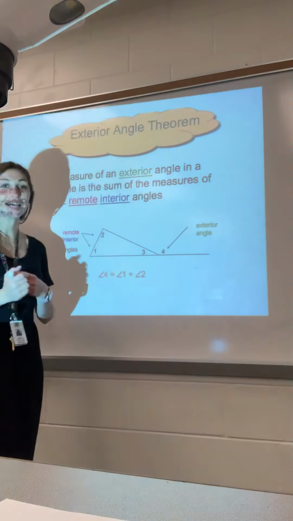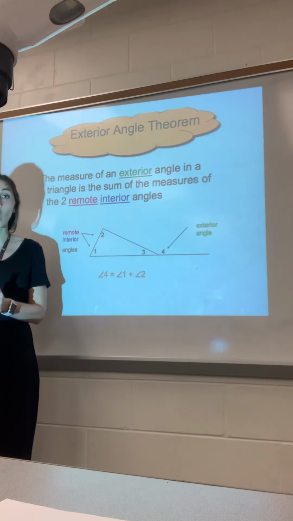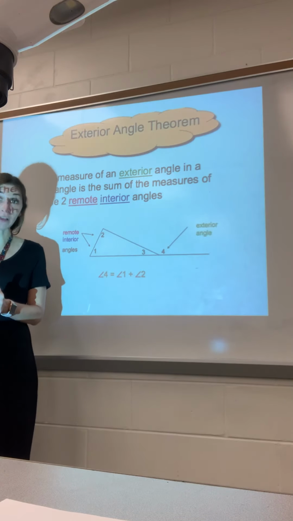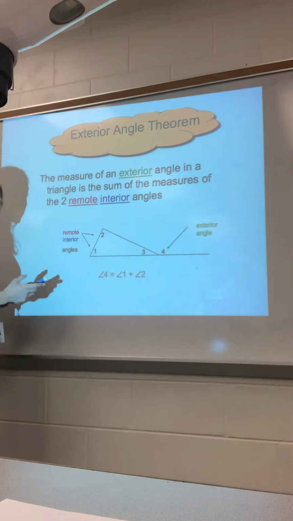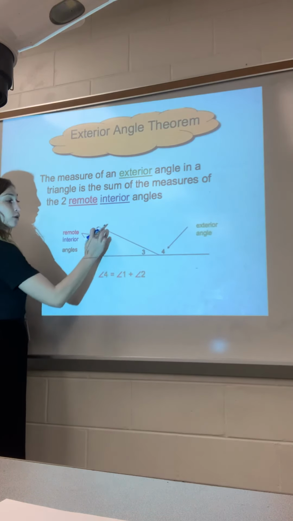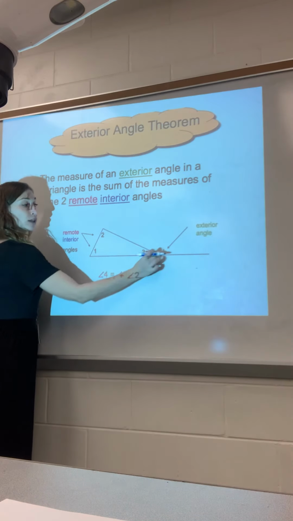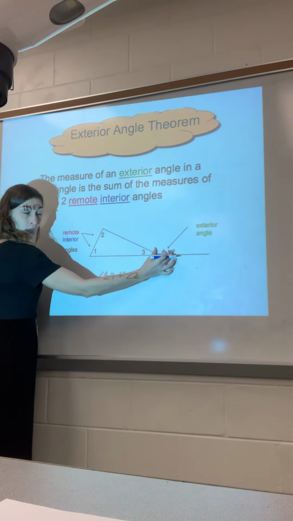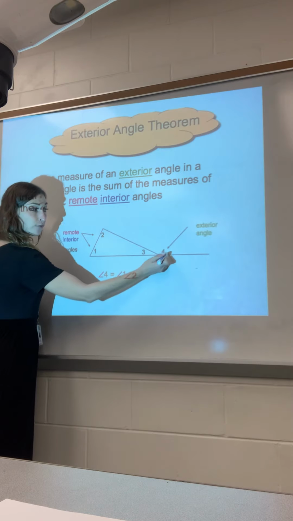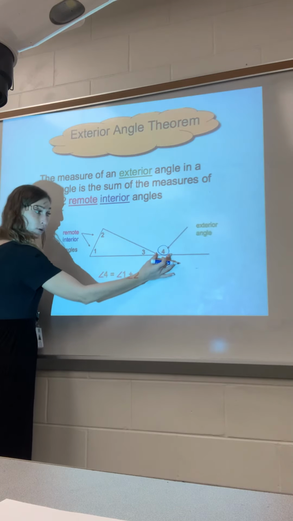All right, students, this is the second lesson that we're learning today. The lesson is called the exterior angle theorem. So what this theorem means is we have three angles in a triangle, okay? And then we have outside of a triangle an exterior angle, okay? So right here you can see angle 4 is my exterior angle. The reason it's called exterior is because it's on the outside of the triangle.